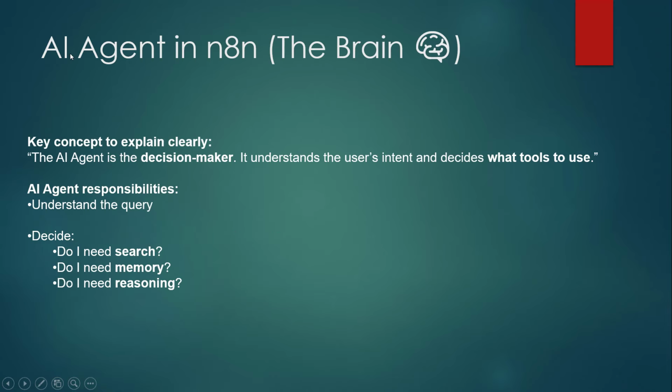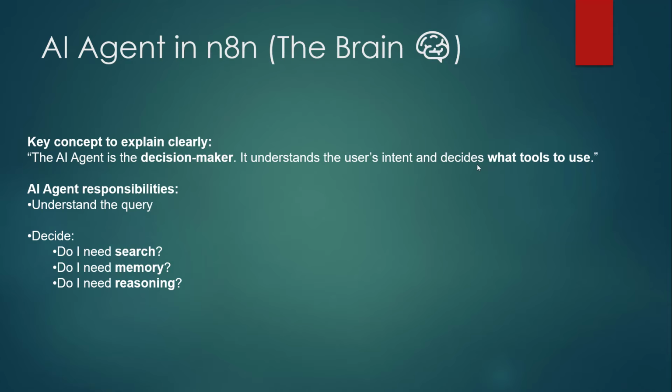And out of that input, the agent, which is the brain of our whole automated tool, will decide what to do. The agent is a decision maker. It understands the user's intent and decides what tool to use. I will demonstrate in a real-time example how this AI agent works. It will decide, according to the input given to it, what tool should be used, because in n8n we have multiple tools available.